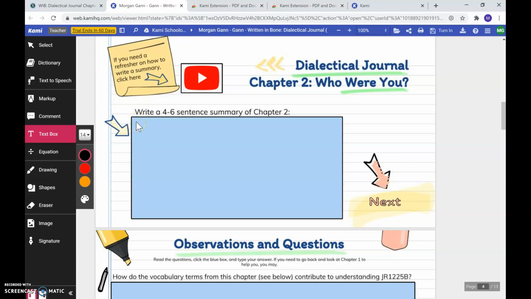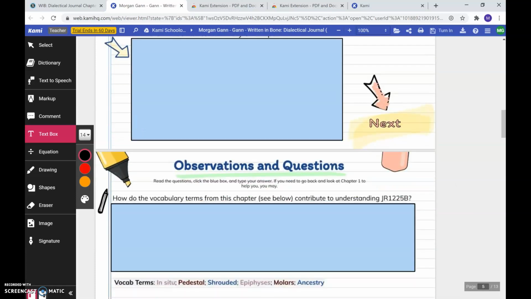So on this page, you are just writing a 4 to 6 sentence summary of Chapter 2. You are talking about the main ideas. What is the main purpose of Chapter 2? Put it in your own words. You have to write in complete sentences. 1 sentence, 2 sentences, that's not a summary, and it will not be acceptable. You will miss it if you type in 1 or 2 sentences. Let's go to the next page.